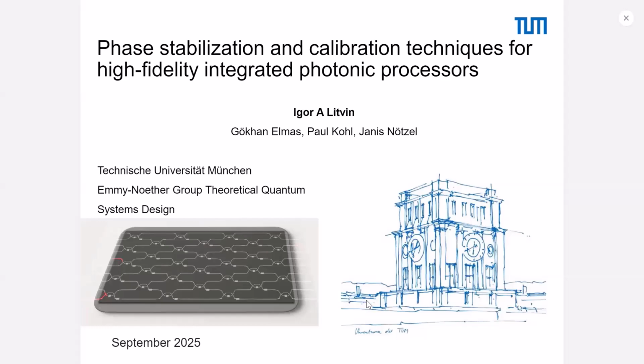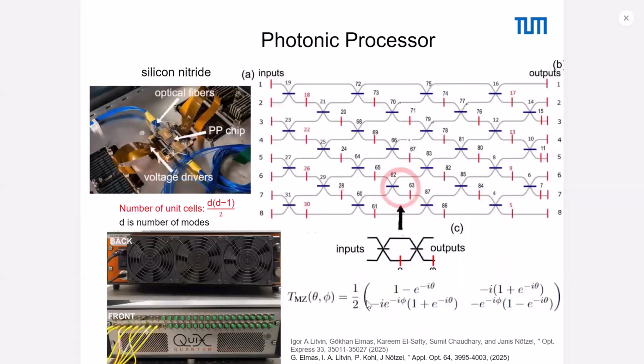So what is a photonic processor? I made a couple of pictures for you. This is what we see inside. This is a silicon nitride based integrated chip, approximately 1 centimeter by 1 centimeter in size. This is the box which we have, and this is the scheme of our photonic processor. This is an 8-mode photonic processor. We have 8 inputs, 8 outputs. We also have a 16-mode photonic processor.